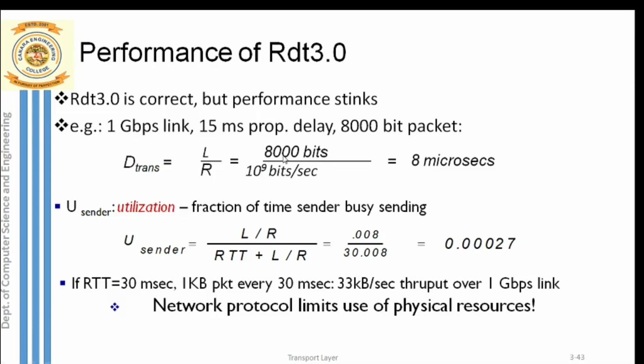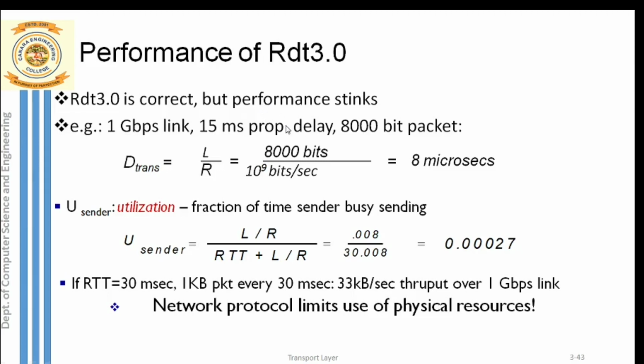It is something like this. For every 1 second, the link can transmit up to 1 gigabit. 1 gigabit means 10 to the power 9 bits. For every 1 second, 10 to the power 9 bits can be transmitted. So what is the time taken by these 8000 bits to transmit over this link? By cross multiplication, for 8000 bits, what is the time duration?